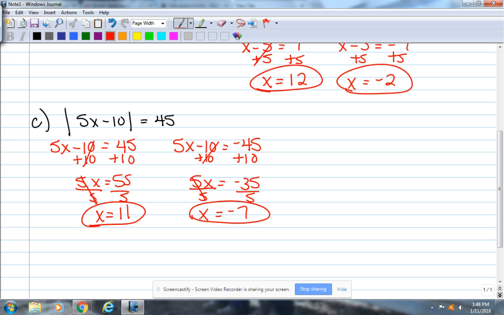And let's just check that out for a second and see why it works. If I put 11 in for x, 5 times 11 is 55. 55 minus 10 is 45. Is the absolute value of 45 equal to 45? Yes. Well, let's try it with negative 7. 5 times negative 7 is negative 35. Minus 10 is negative 45. Is the absolute value of negative 45 equal to positive 45? Yes. So that's why it works.